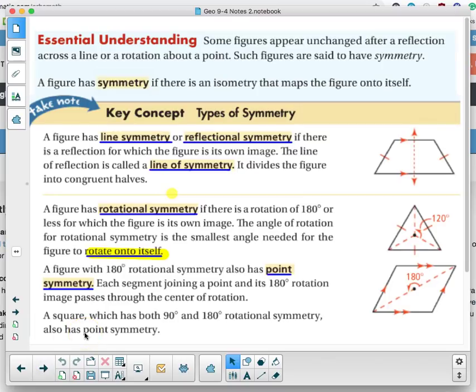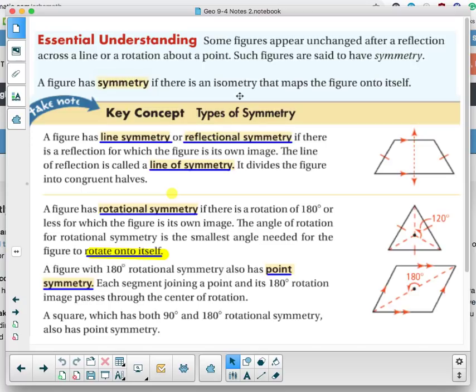Now, essential understanding: some figures appear unchanged after reflection across a line or rotation about a point. Such figures are said to have symmetry. A figure has symmetry if there is an isometry that maps the figure onto itself. Now, the isometric transformations we've learned so far have been reflections and rotations.